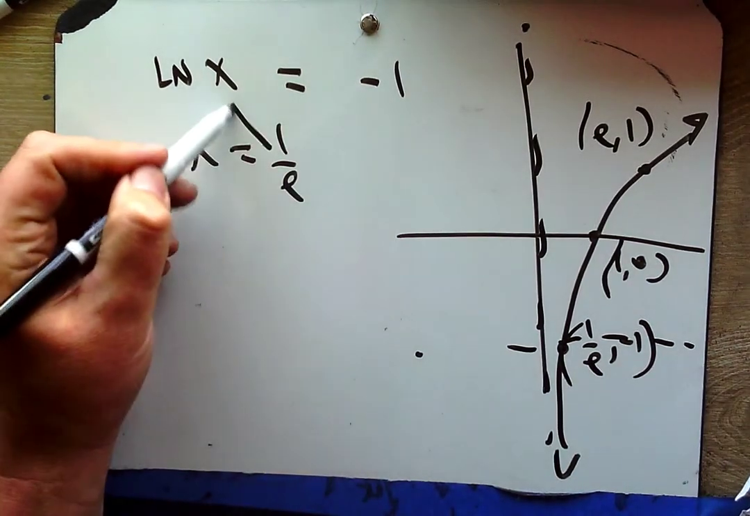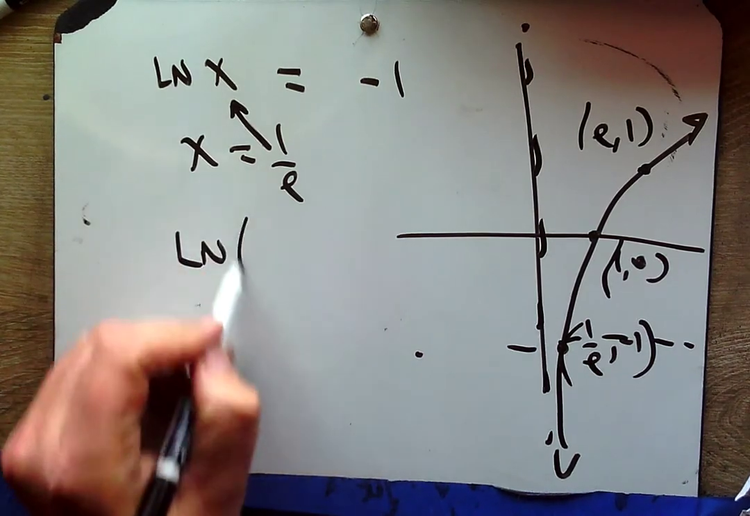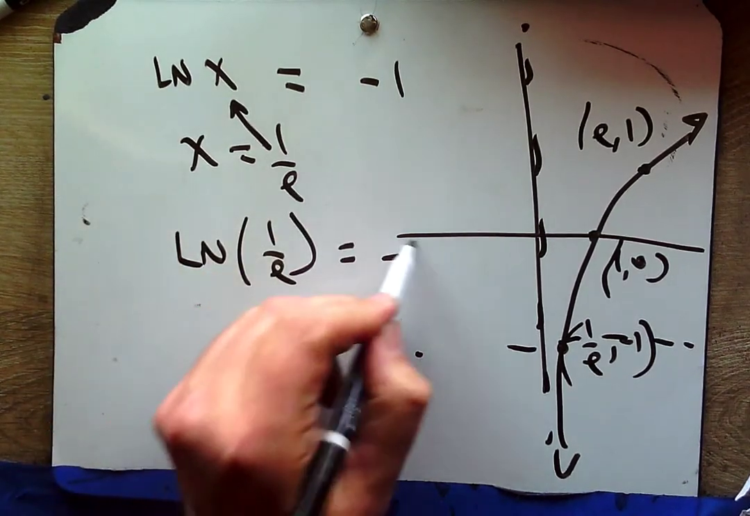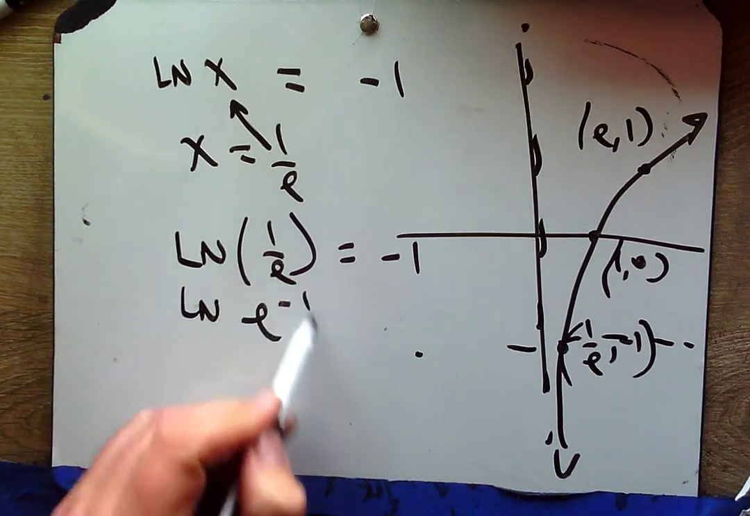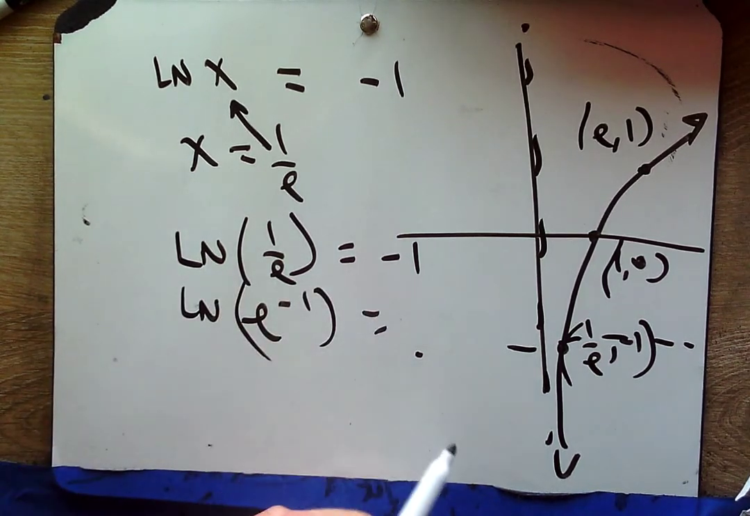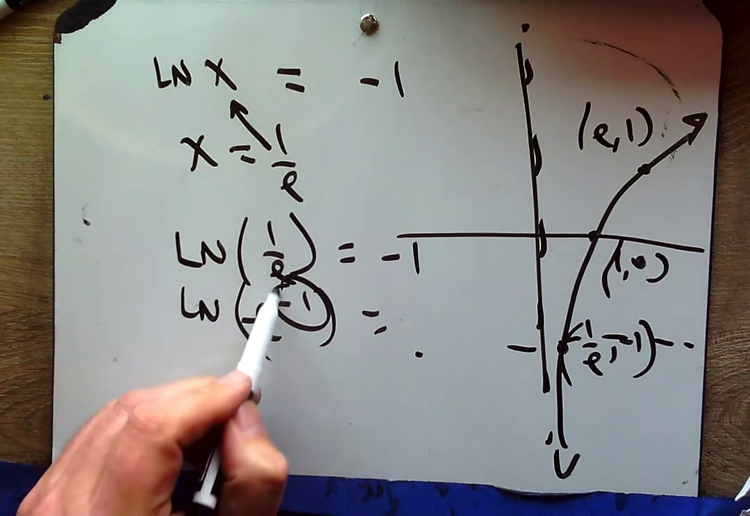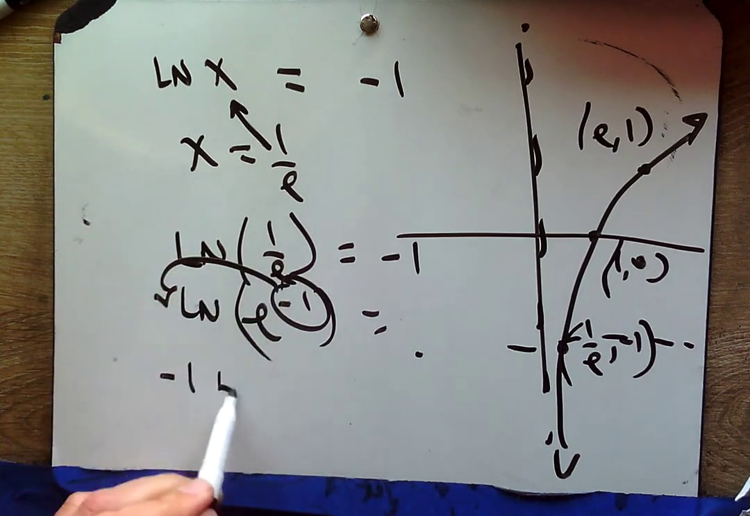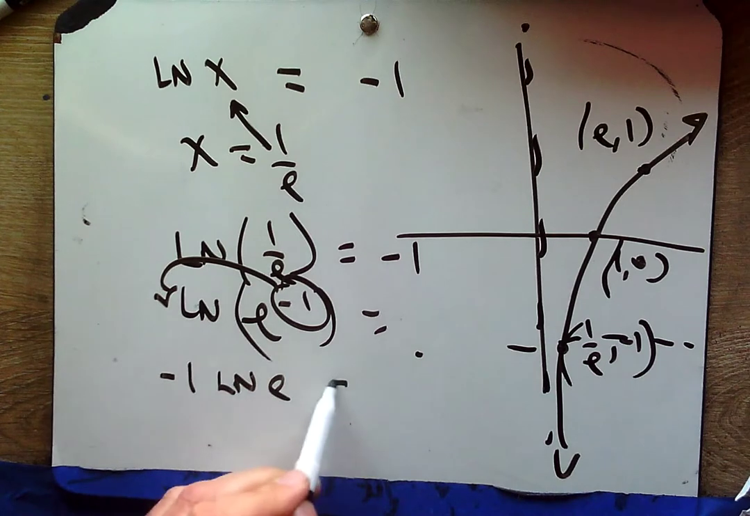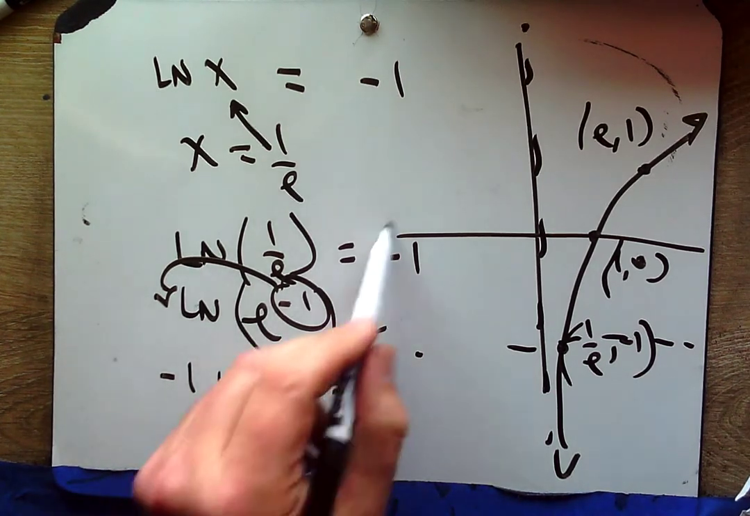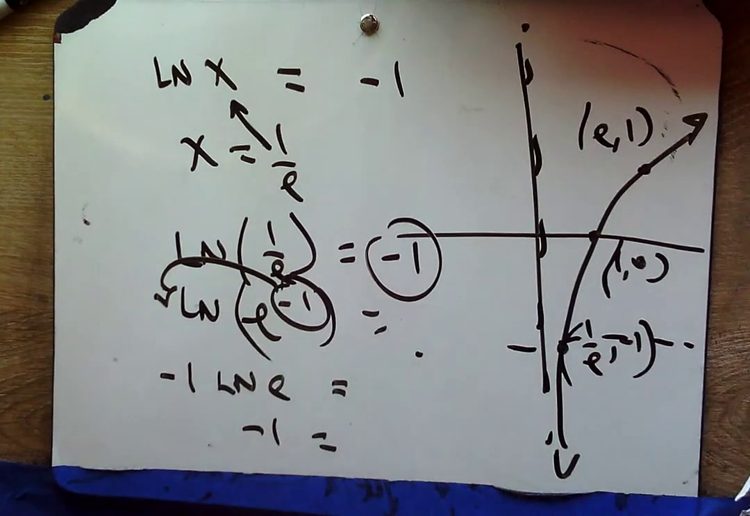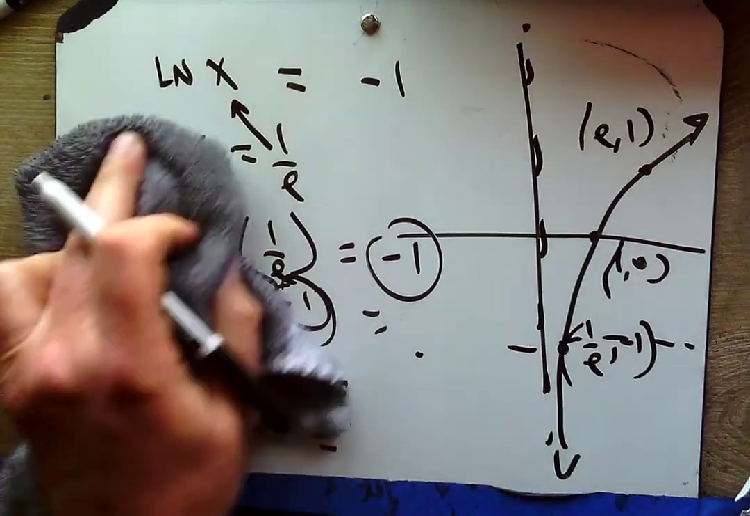And I could check that by saying, well, what is the ln of 1 over e? Well, that's the same as the ln of e to the -1. And then, because I have a log here, I can bring that -1 down. And what's the ln of e? Yep, the ln of e is 1. 1 times -1 is, in fact, -1. So that's one way for me to think about this.